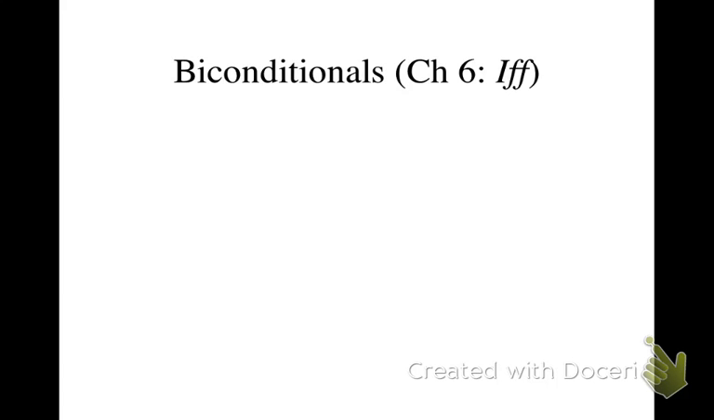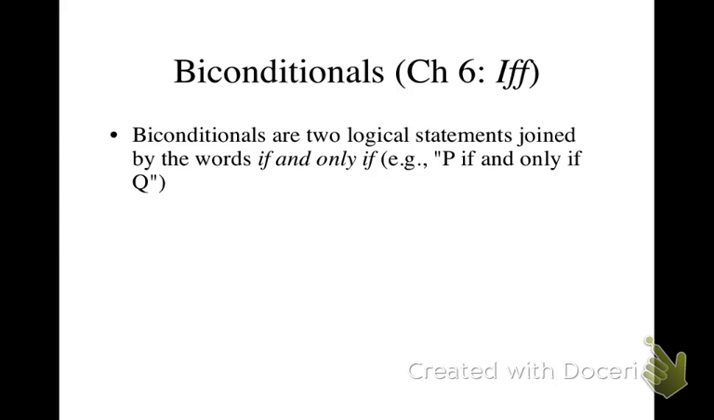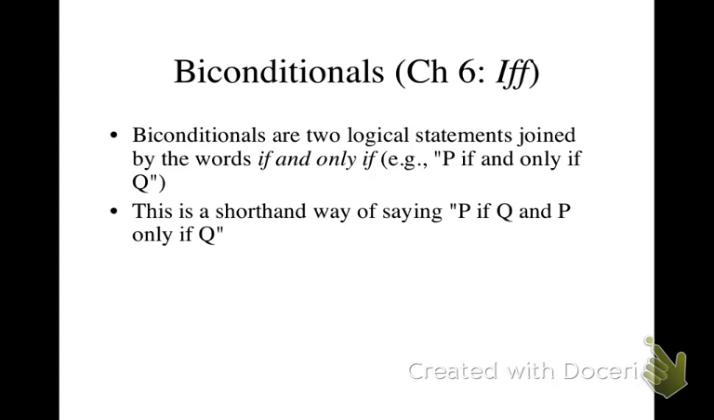This video will explain how to translate biconditionals. Biconditionals are two logical statements joined by the words if and only if. For example, P if and only if Q. So P if and only if Q is a shorthand way of saying P if Q and P only if Q.